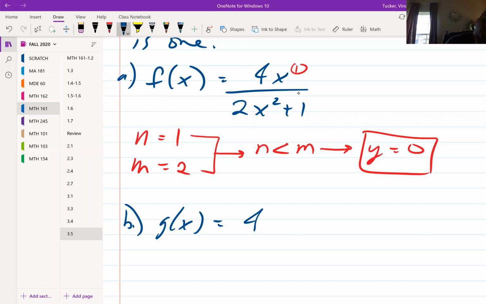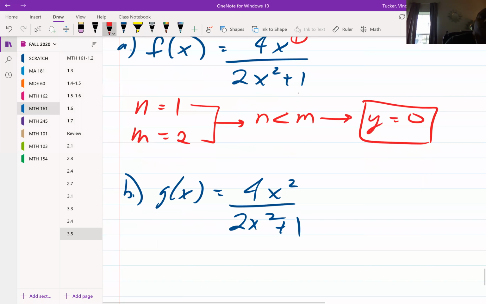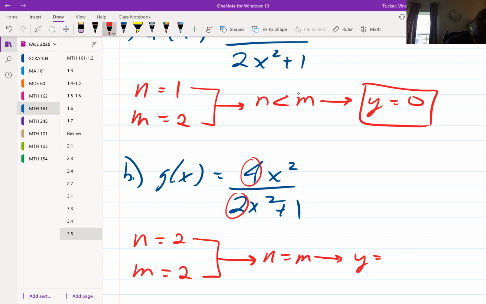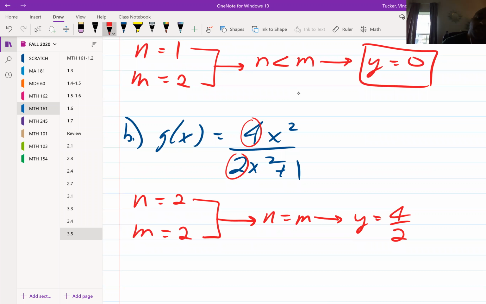All right, so we have 4x squared over 2x squared plus 1. Next one, looking at our exponents, n is equal to 2, m is equal to 2. Since they are equal, that means y is equal to the coefficients of each one. Numerator over denominator, 4 over 2. So that means y is equal to 2.